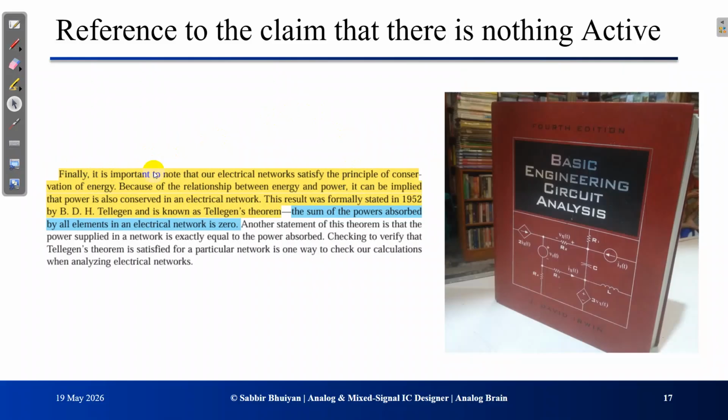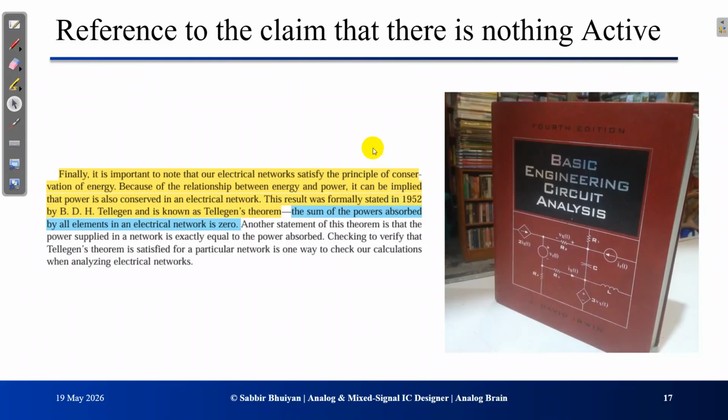Okay, so now reference to the claim again. Finally, it is important to note that our electrical networks satisfy the principle of conservation of energy. This is actually the law of conservation of energy from physics. Because of the relationship between energy and power, it can be implied that power is also conserved in an electrical network. This result was formally stated in 1952 by B.D.H. Tellegen and is known as Tellegen's theorem. So basically, Tellegen's theorem comes from the law of conservation of energy.